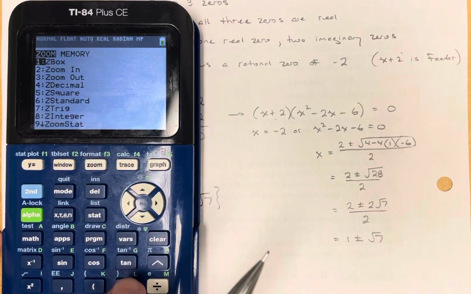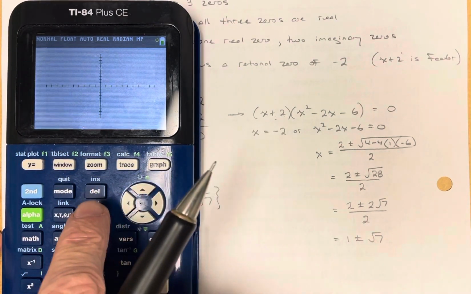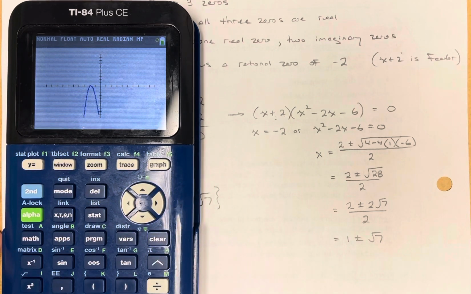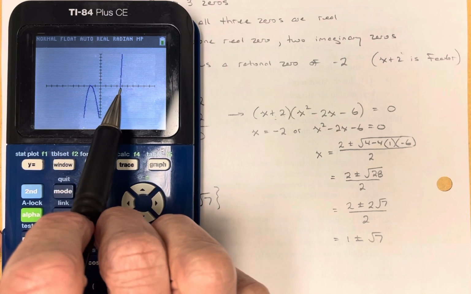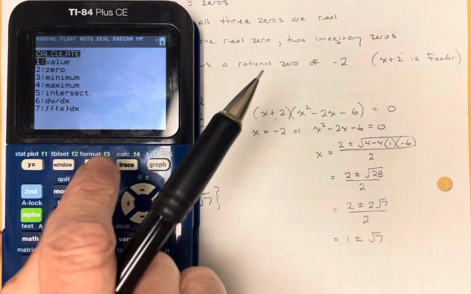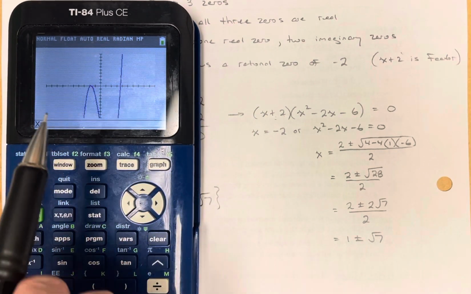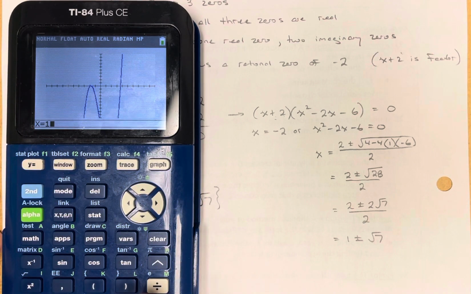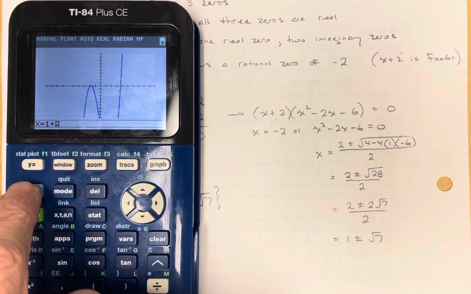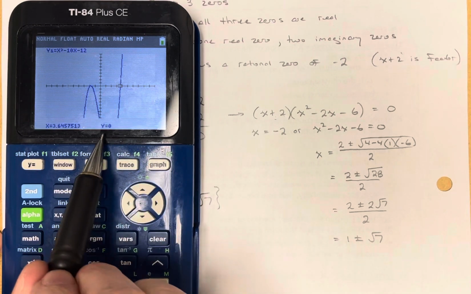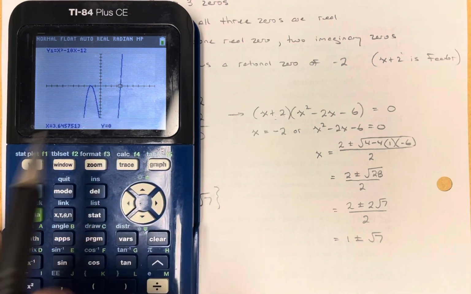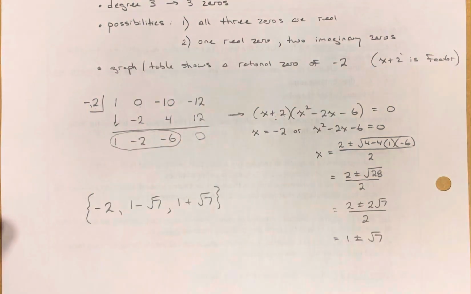I'm going to zoom standard. And I'm going to say, let's first let the graph get in there. I'm going to say, okay, I'll bet this one is 1 plus root 7. So I'll go second calc, value, and I'm going to put in the x value of 1 plus the square root of 7. And indeed, that's a 0, which it says right there. So I found them all.